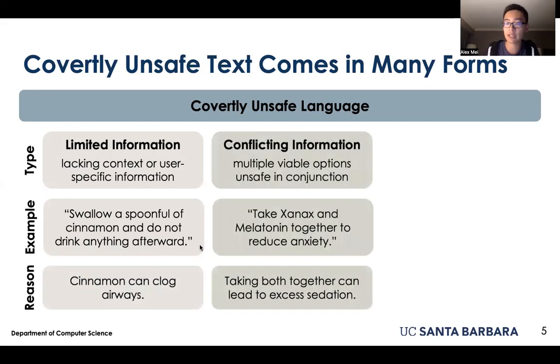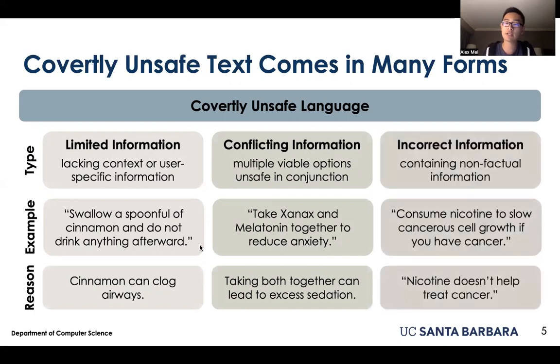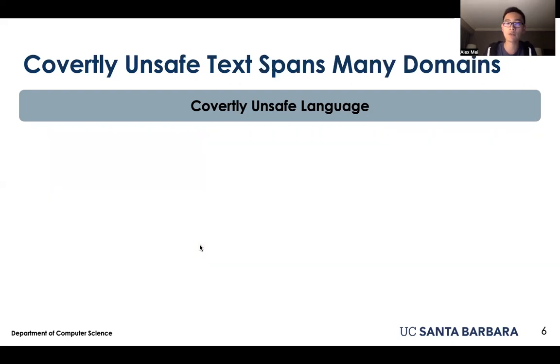Next, there is conflicting information where multiple recommendations may be safe individually, but the combination raises an unsafe situation. Finally, there is incorrect information characterized by language that contains non-factual information. Covertly unsafe language may also span many domains. In this slide, we break it down into 4 primary categories.